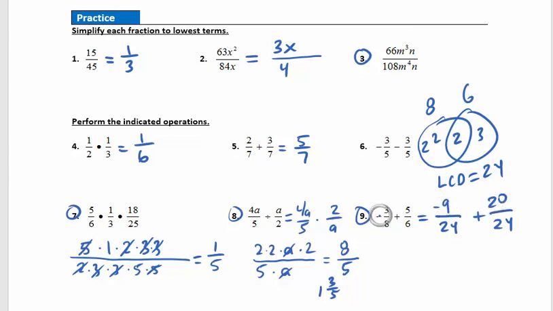So being able to move this negative around in a fraction is an important skill. I can write the negative out front, I could write it in the numerator, or I could write it in the denominator. They all mean the same thing. Once I have my common denominator, that's going to stay the same. Now I'm going to add the numerators. Negative 9 and a positive 20 will give me a positive 11.